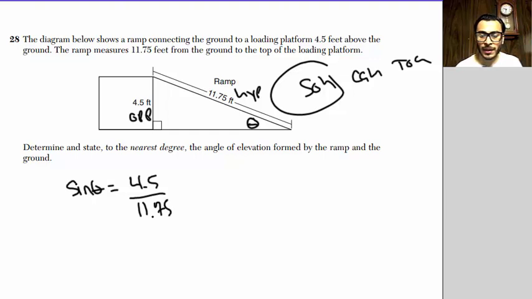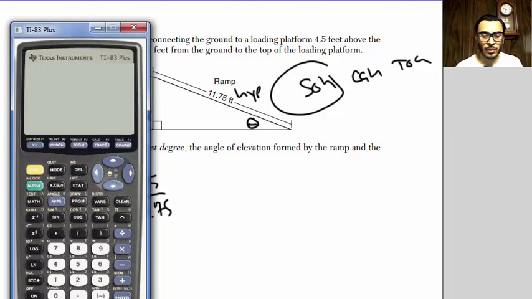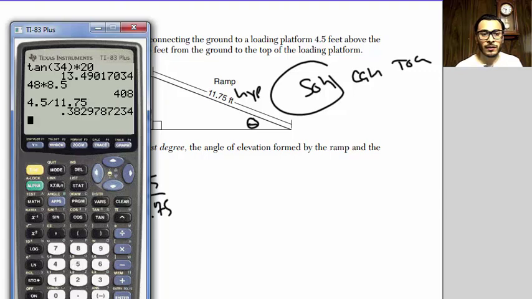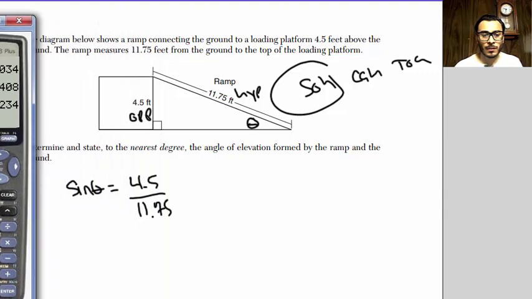This can be divided. 4.5 divided by 11.75. Let's go ahead and do that. 4.5 divided by 11.75. You get this. So the sine of theta is equal to that decimal, or you could keep it as a fraction.